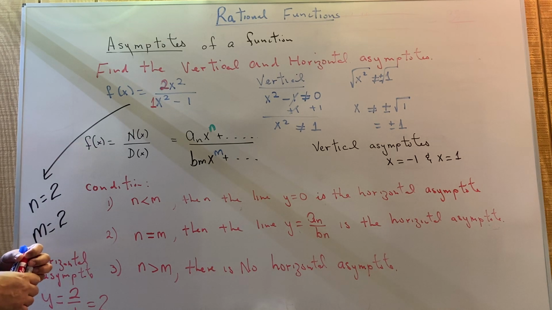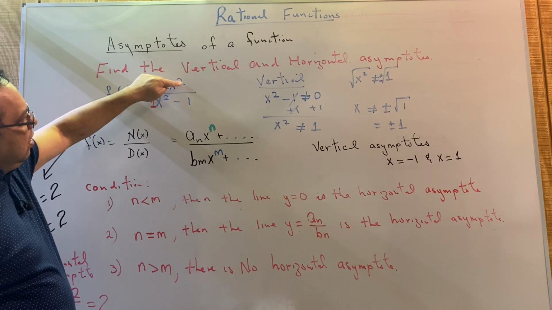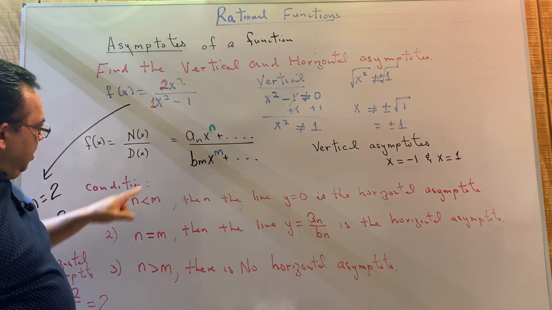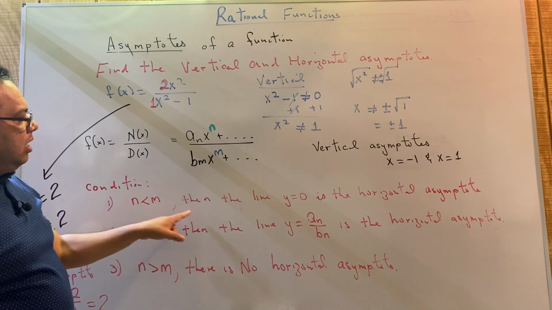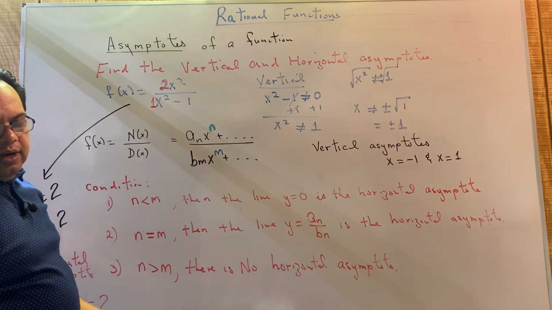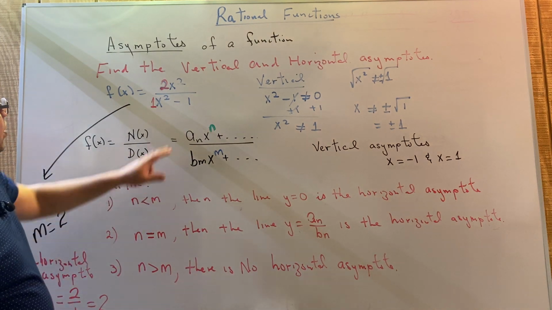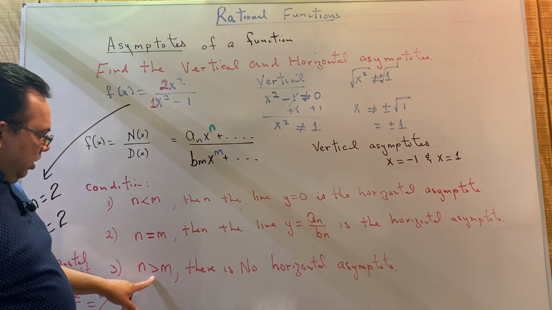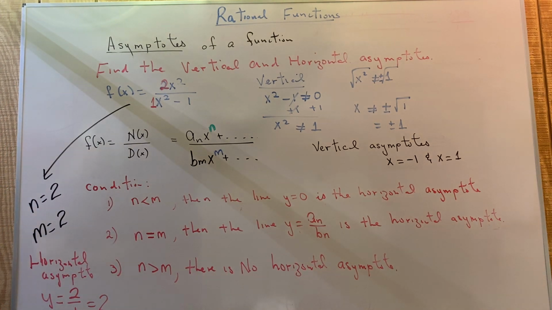So finding the horizontal asymptote, once again, we're comparing the power of the numerator with that of the denominator. If the numerator power is less than the denominator, it's the line y equals 0. For example, if this was a 1 and this was a 2, then 1 is less than 2, obviously, so y equals 0. If this is a 3 and this is a 2, then it will be condition 3 and there will be no horizontal asymptote. So horizontal asymptote is not that difficult to identify.